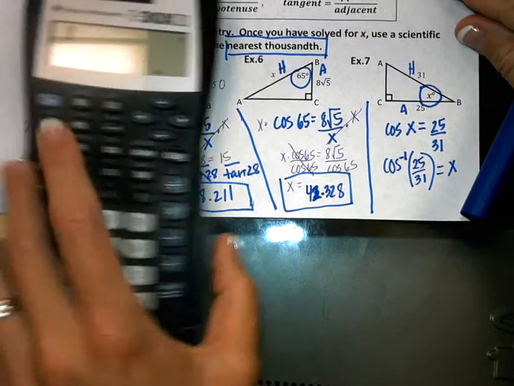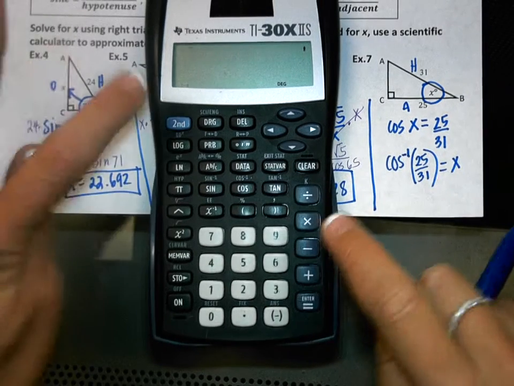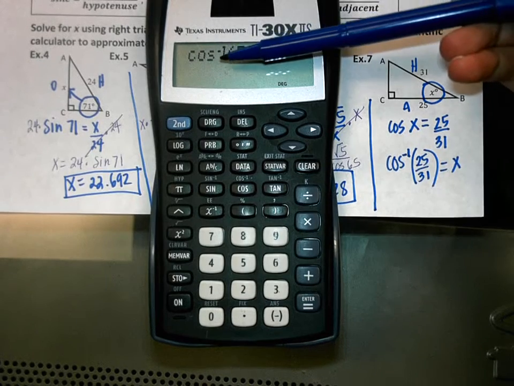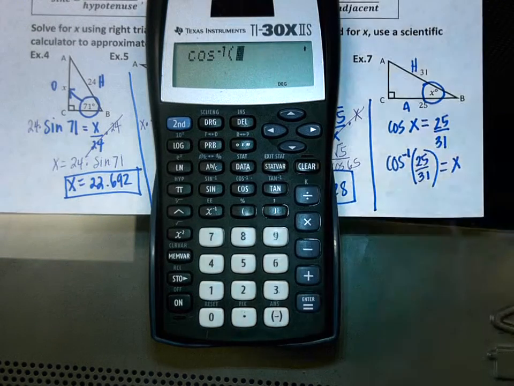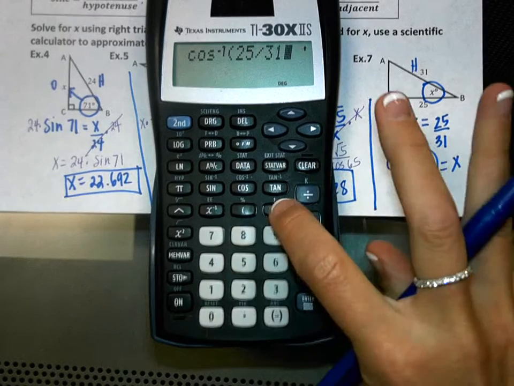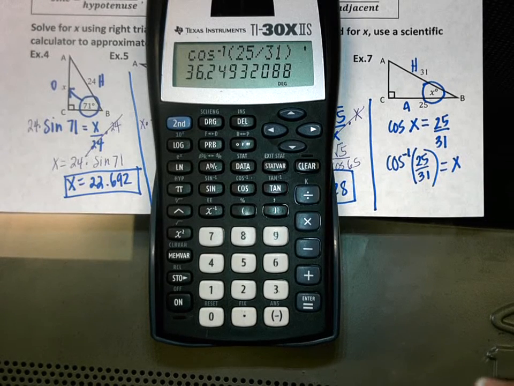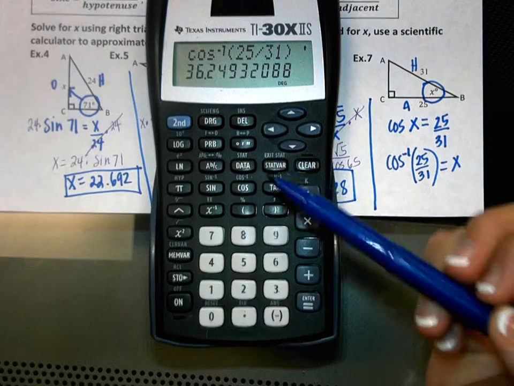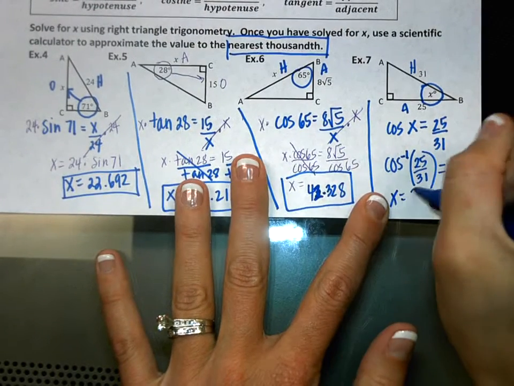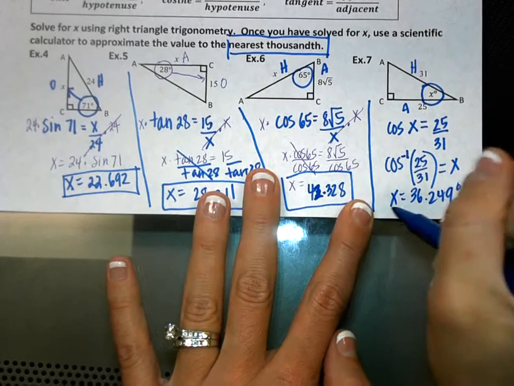And so we'll go ahead and plug this in together. And so again, I'm going to do second and cosine of -1, and you know you're finding your inverse because you can see on there that it says -1. And then it actually already made the parenthesis for you. So we're going to go inside, we have 25 divided by 31, and then we close our parenthesis and press enter. And it gives me my degree. So that's 36.249 degrees. And that's it. Do you guys have any questions on that?